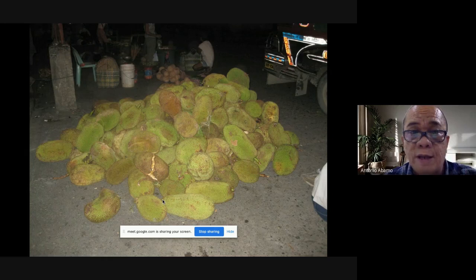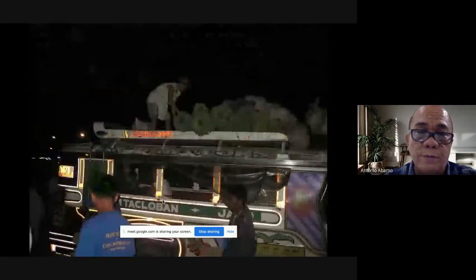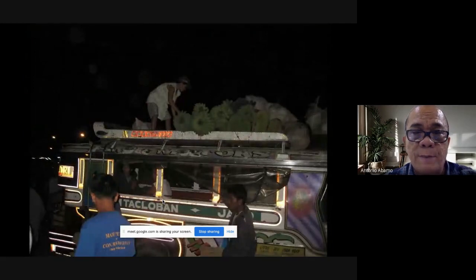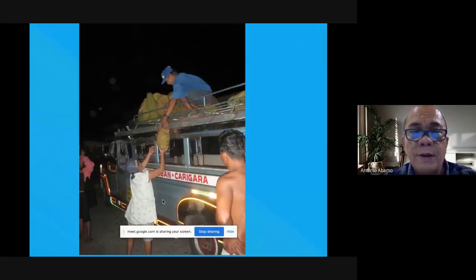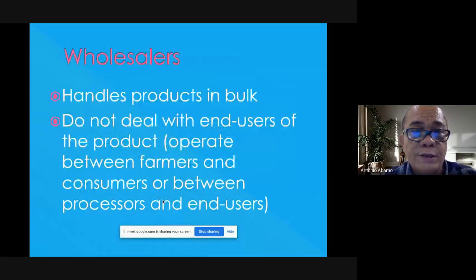So that's exactly what retailers and wholesalers do. You can see the same in these pictures, and also that one. Then the wholesalers, they do not deal with end users, but they deal with farmers and they buy in bulk.